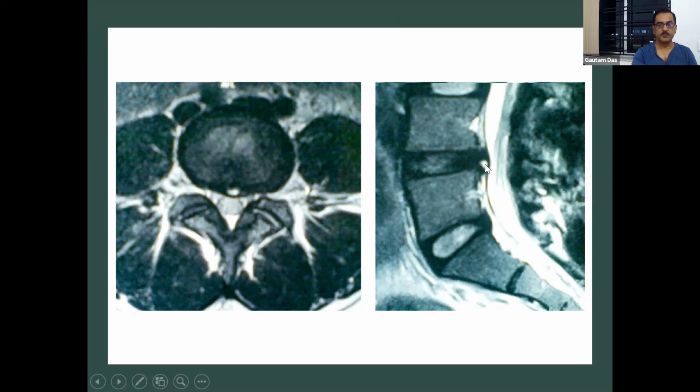You can see this is one, and this will be within the layers of the annulus. This is also radiologically called the annular tear, and normally they present not with radicular pain, they present with back pain. They present with diffuse back pain, with referred pain towards the buttock and the back of the thigh. So this will be the clinical presentation, and this pain will be aggravated on sitting.